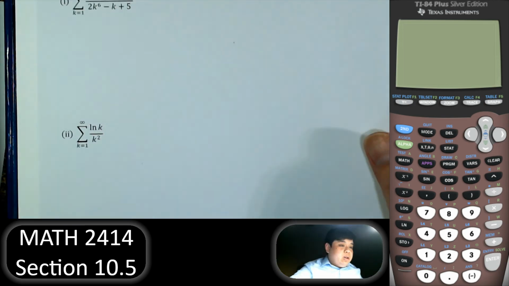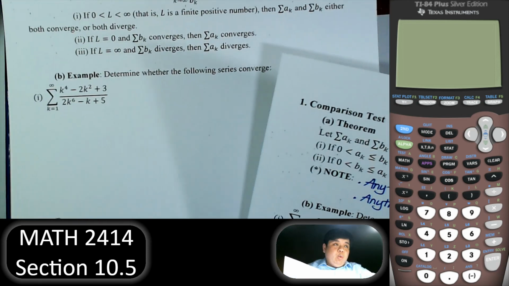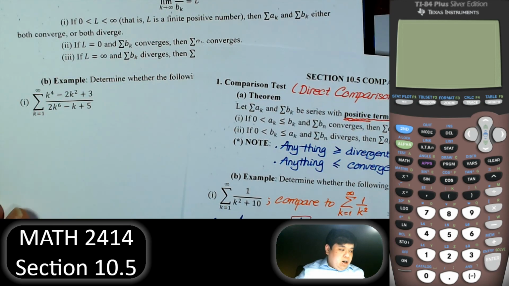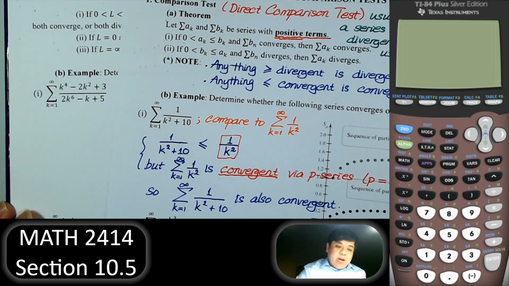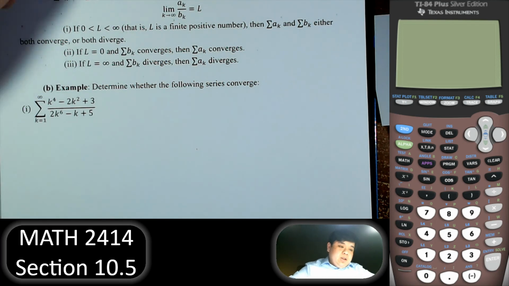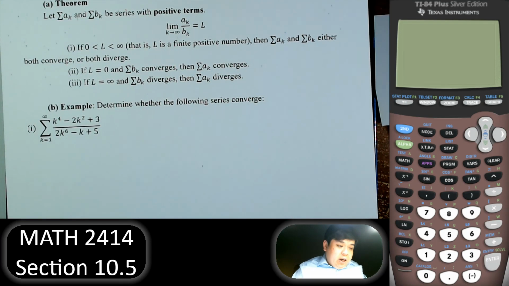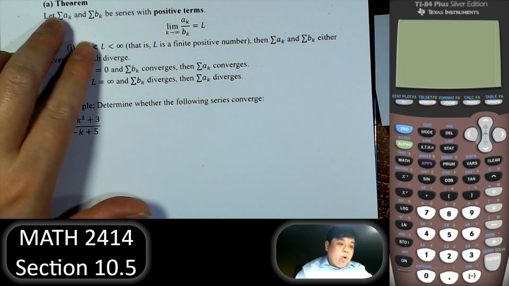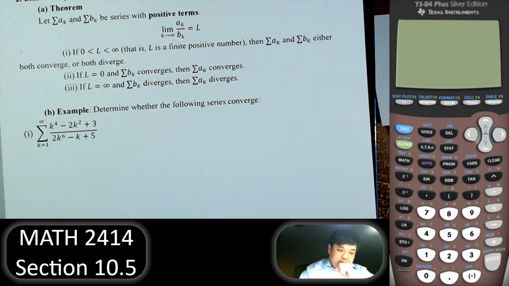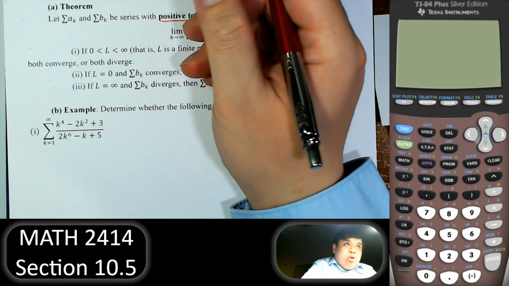So if we have a choice, the limit comparison test will be a lot better. We work with a wider range of series. So what's different here? With the limit comparison test, once again, we're going to have two series of positive terms. So nothing different.